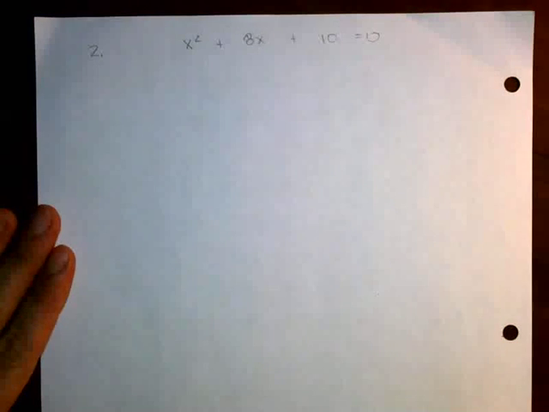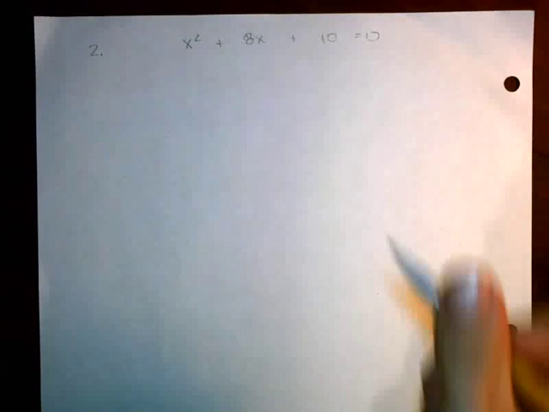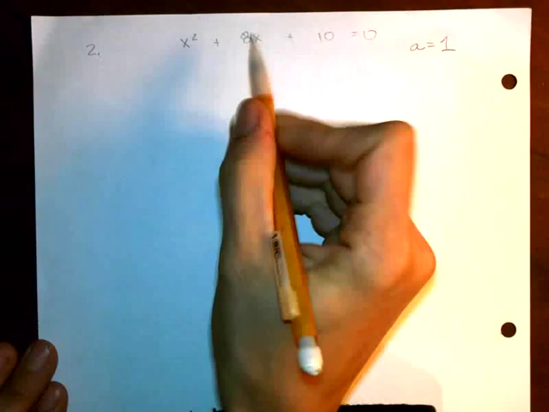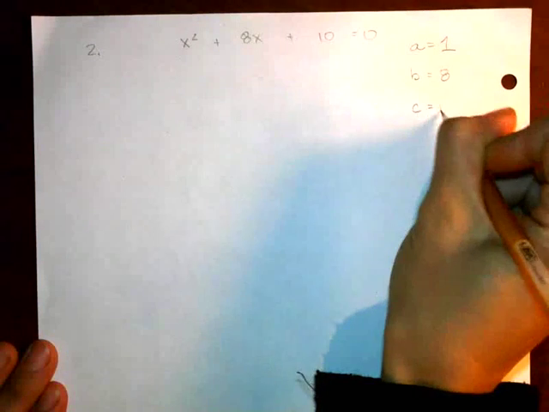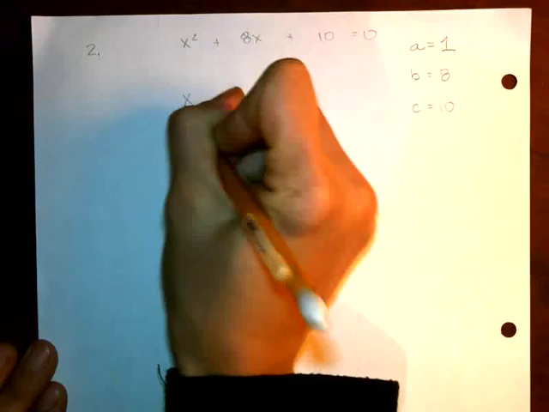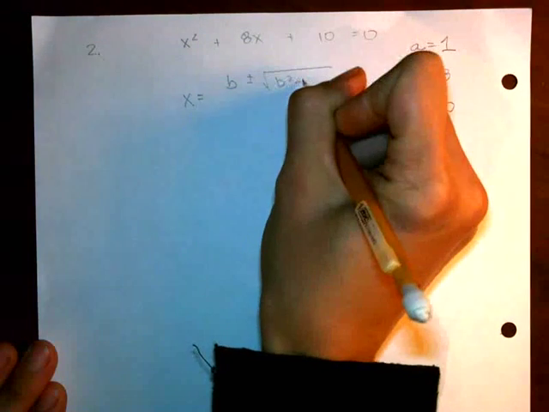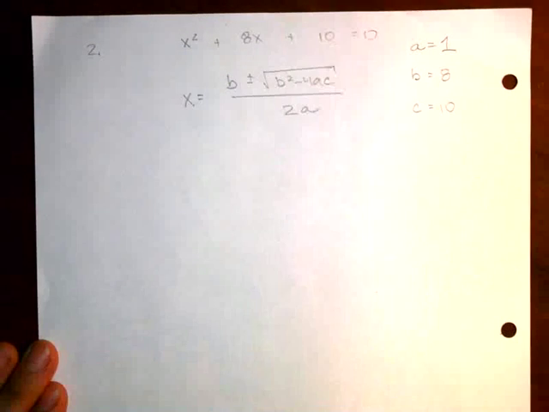Our second problem was another equation that can't be easily factored, so we're going to use the quadratic formula again, and use the same equation again. So now I have that A is the number that multiplies the squared term, so that is 1 again. B is 8, and C is 10. And I want to use that X is negative B plus or minus the square root of B squared minus 4AC, divided by 2A.